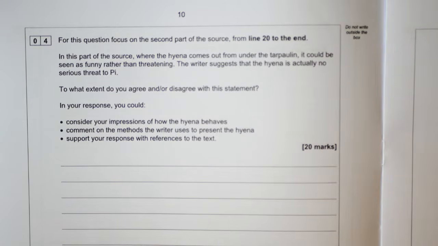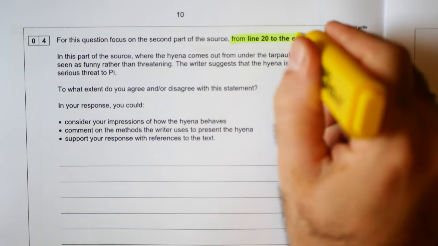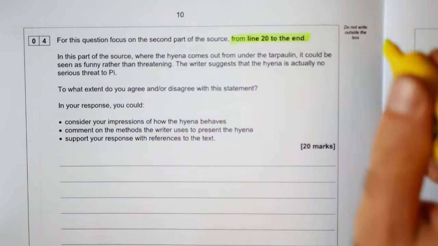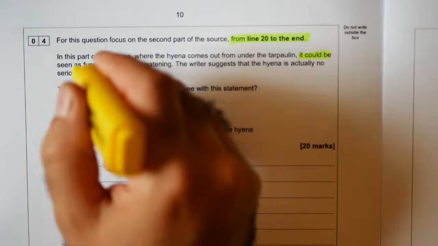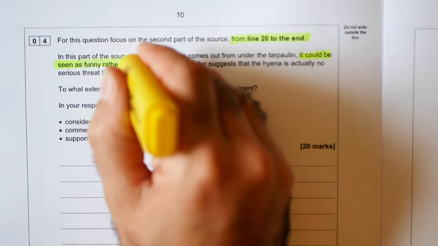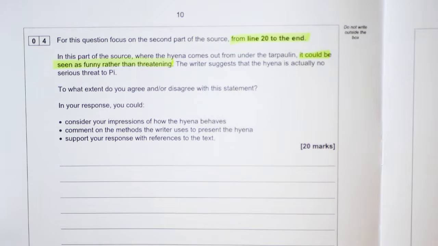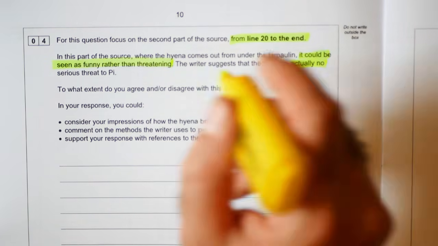The question will always start by giving you a specific part of the source to focus on, followed by a statement you are asked to agree or disagree with. In this case, you are told to focus on the second half of the extract, from line 20 onwards. And the statement is, "In this part of the source where the hyena comes out from under the tarpaulin, it could be seen as funny rather than threatening. The writer suggests that the hyena is actually no serious threat to Pi."